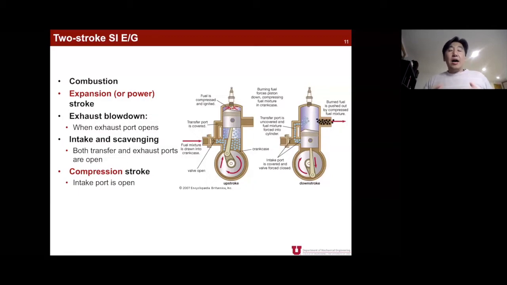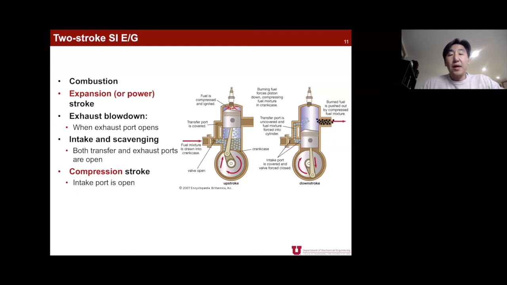Okay, then how about the two-stroke spark ignition engine? Again, we are not going to focus a lot on this type of engine, but I know some of you are very interested in it because if you ride a bike, the bike engine is usually that type of two-stroke spark ignition engine, or small vehicles sometimes use that type of small engine.